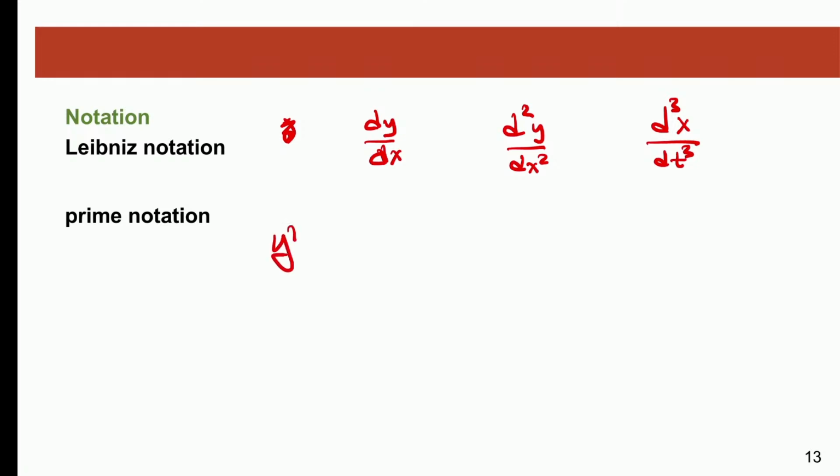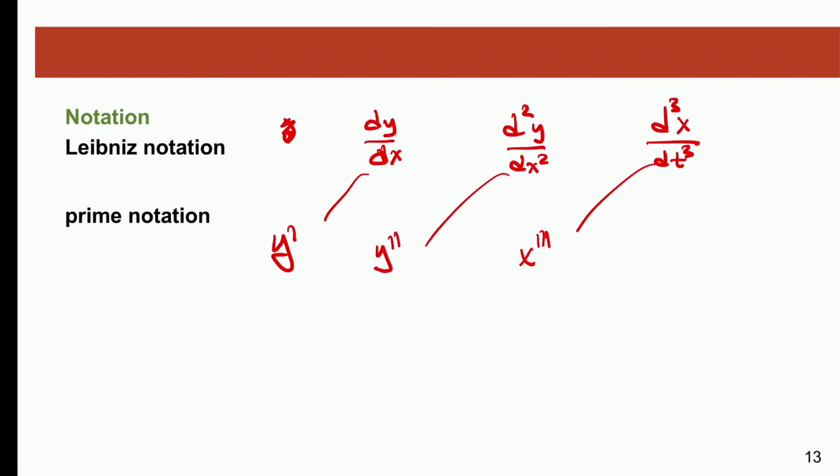So like y prime, y double prime, x triple prime. The problem with prime notation is that you don't know what the independent variable is. It's just the dependent variable. But if there's some other clue as to what the independent variable is, then prime notation is fine. I like prime notation just because it's much more compact, easier to write. But just be aware, these mean the same things. If you get confused, just let me know.